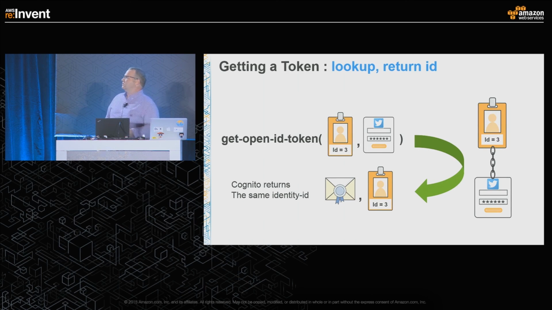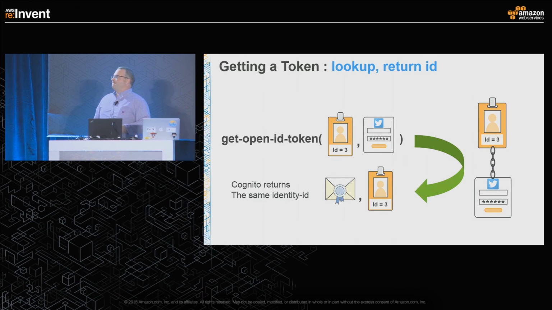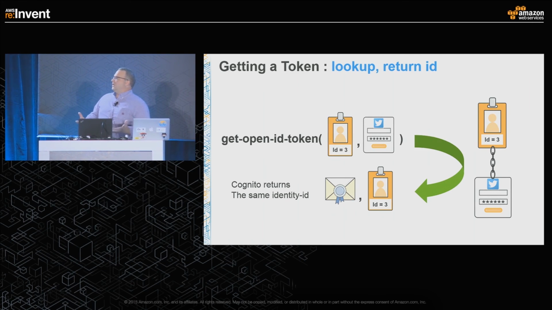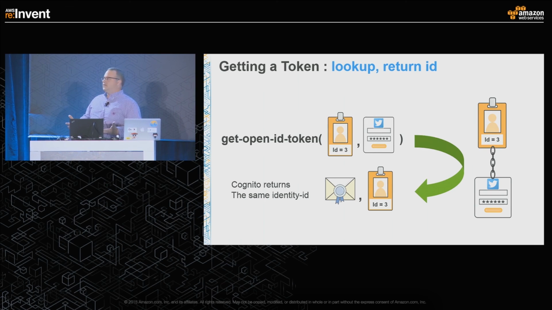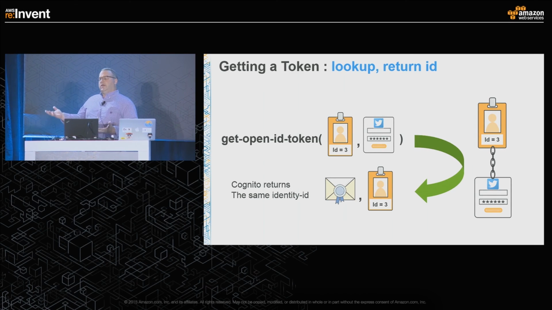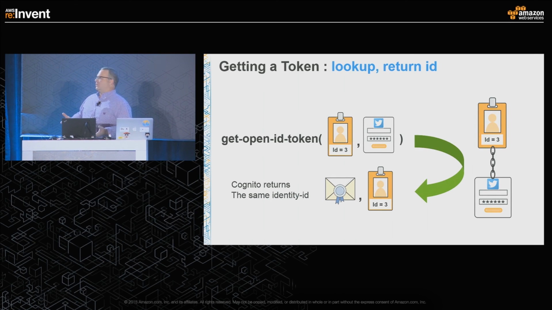Okay, the next use case is just a simple lookup. You have an authenticated identity, you pass in a valid token, you'll get back the ID you expect with a valid token. So this is probably the least interesting, but it is important to note that just because you have an authenticated identity, you must also have a valid token every time you request a Cognito token.